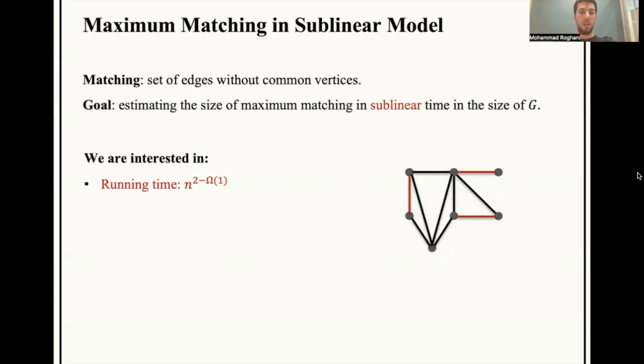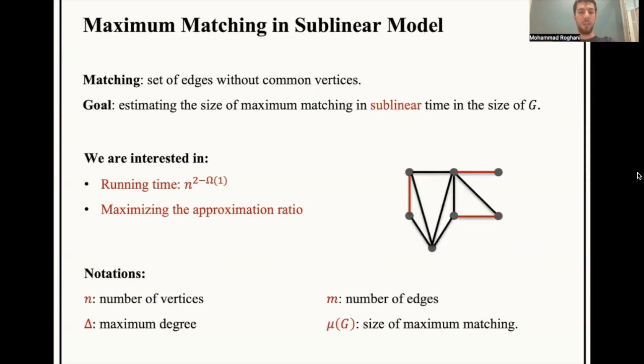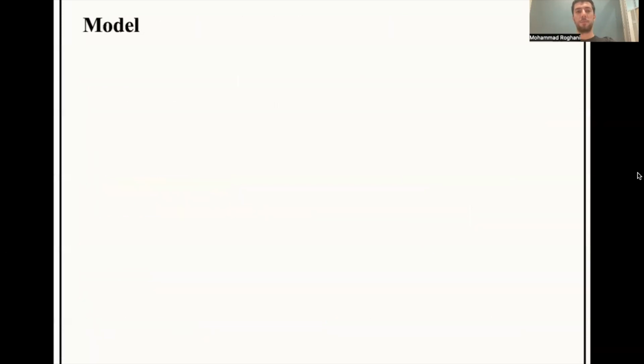So n^(2 - some constant). Also, we want to maximize the approximation ratio. So we are interested in the trade-off between the approximation ratio that we can get in sublinear time. In this paper, we use n as the number of vertices, m as the number of edges, delta as the maximum degree, and mu(G) as the size of the maximum matching of graph G.